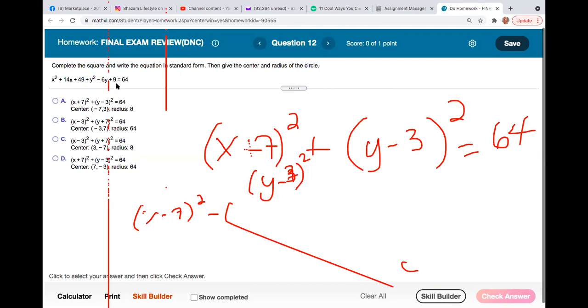So already I should have enough information to be able to get the answer. The answer is going to be letter A, but then you're looking at the radius. Now, the radius is going to be 8. Why is it 8? Because you're taking the square root of the 64, okay?